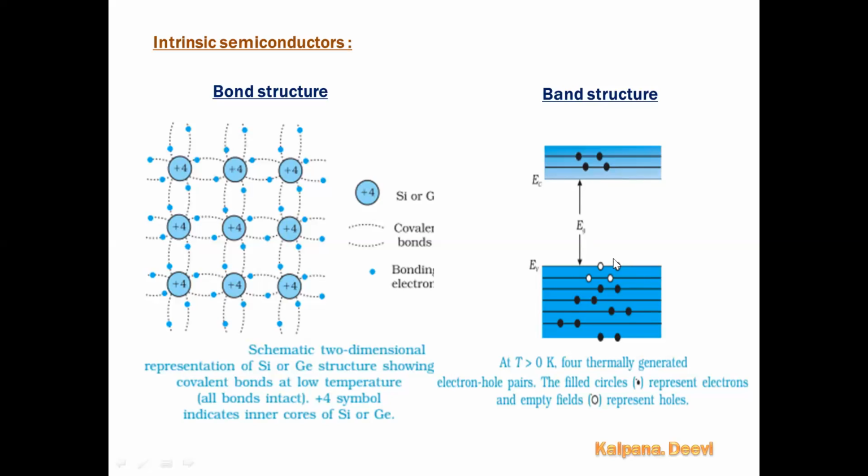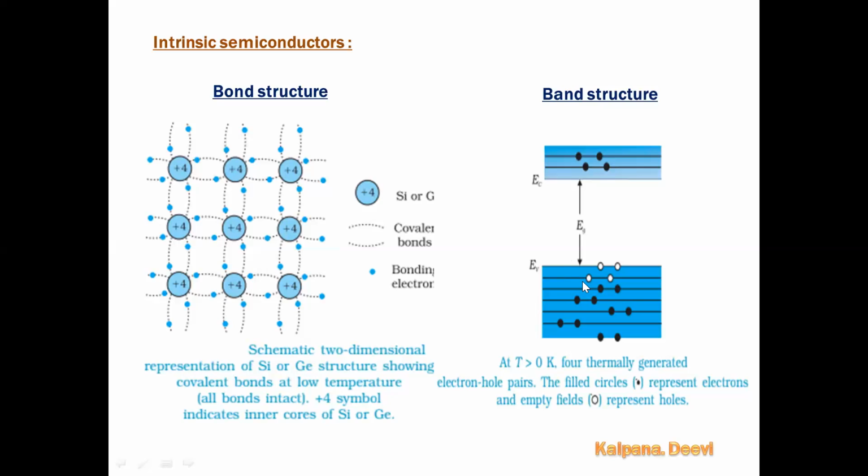At T equal to 0 Kelvin, the valence band is filled with valence electrons and the conduction band is empty, because all the electrons are bound here. Now, as we raise the temperature of the material, slowly these bonds break and electrons become free, leaving an empty space in the lattice that we call a hole.